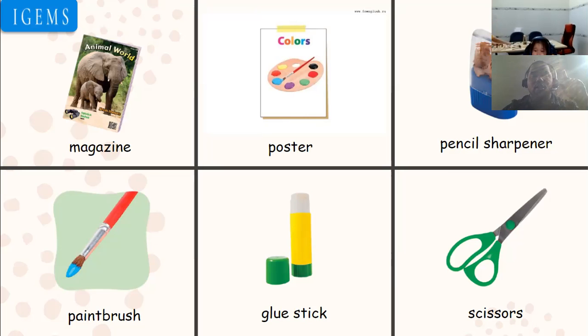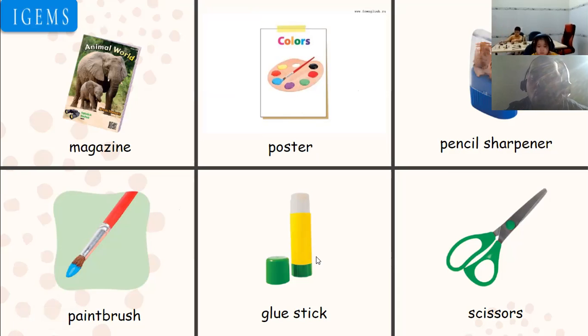Let's see. Number one, first we have magazine. Let's repeat it one more time. Magazine. Okay. Then poster, pencil sharpener, paint brush, glue stick. Okay, let's repeat it one more time.